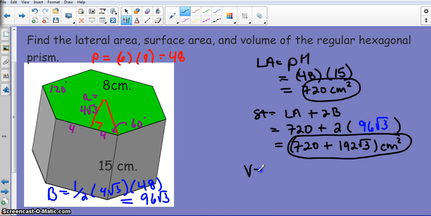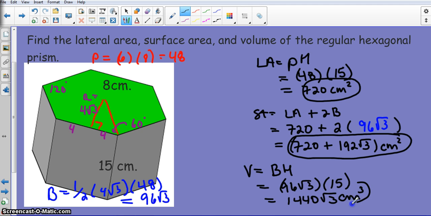The volume, remember, is the area of our base times our height. The area of the base we found out over here was 96 square roots of 3. We're going to multiply that by our 15 centimeters, which is our height. And so I just have to take 96 times 15, and I get 1,440 square roots of 3, don't lose that square root of 3, centimeters cubed, since I'm in volume. And that is our hexagonal prism.